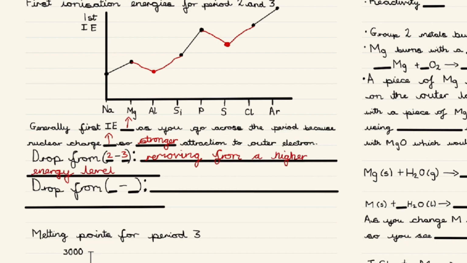And what I mean by this is that here you're removing from an s orbital, whereas here you're removing from a p orbital. This drop from 5 to 6 is because there's a repulsion between electrons in the same orbital.